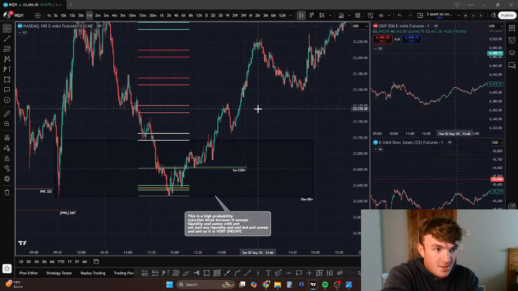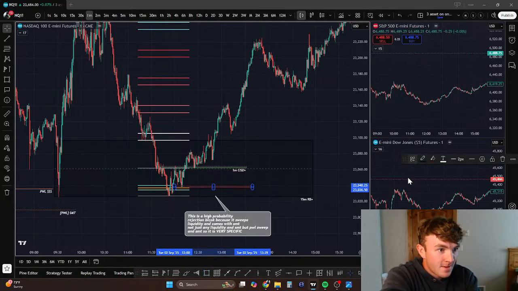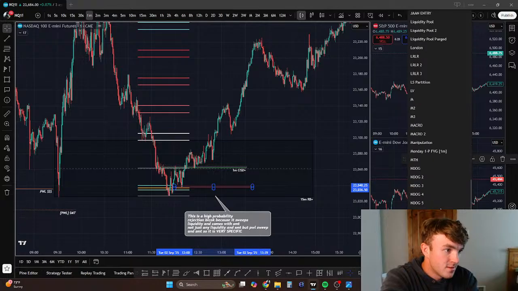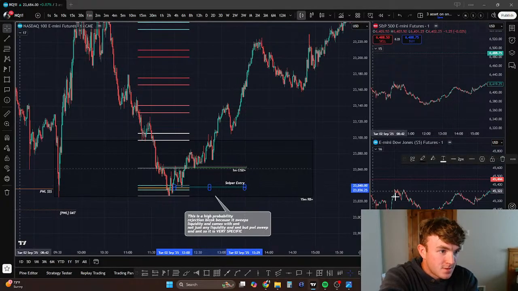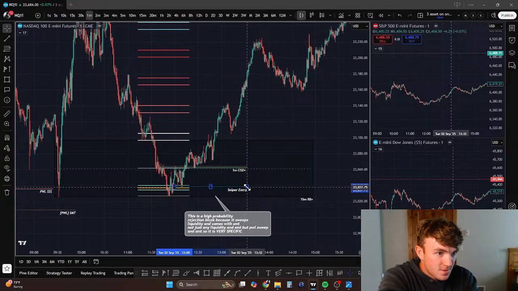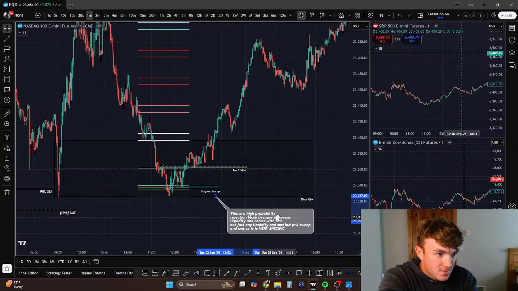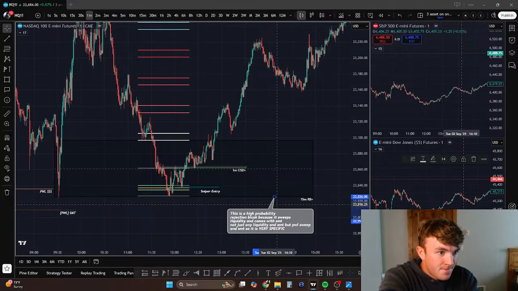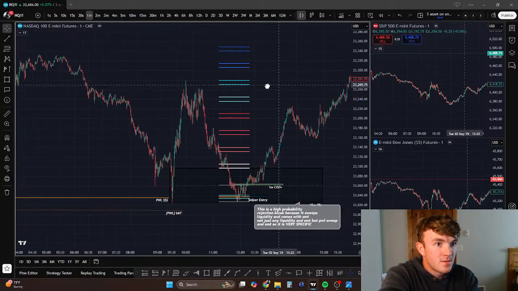So, and then look at this. We backtest the sniper model perfectly. Sniper model, bang. So sniper entry right here. And then, yeah, we go all the way up.